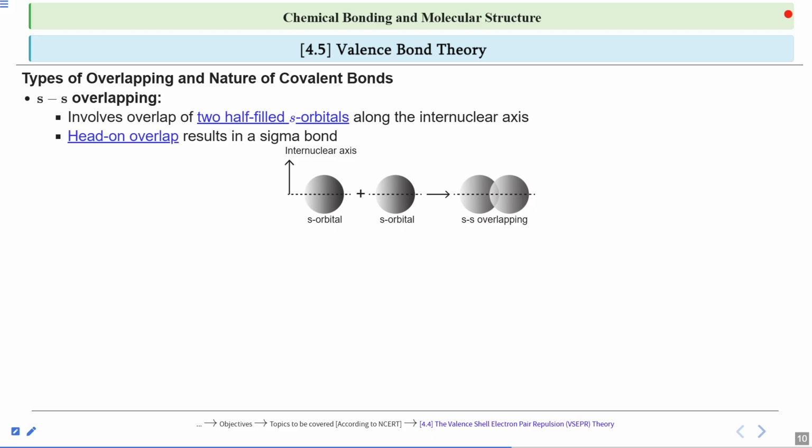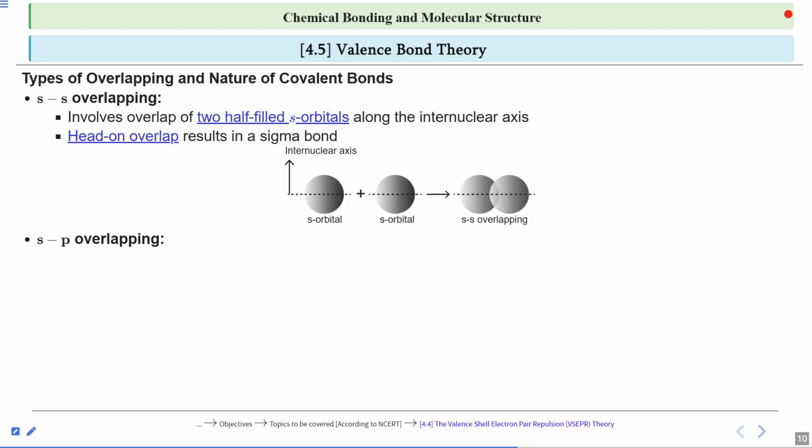If you look at the diagram, you can see that there are two spheres which are kept apart from each other. In this case, your sigma bond is being formed because the s orbitals are overlapping head to head, and they are overlapping along the internuclear axis. So this line which is passing through the center of each of these is called the internuclear axis. I guess this is clear to you. Now this overlap is happening due to the head-on-head overlap, right? And this head-on-head overlap results in the sigma bond.